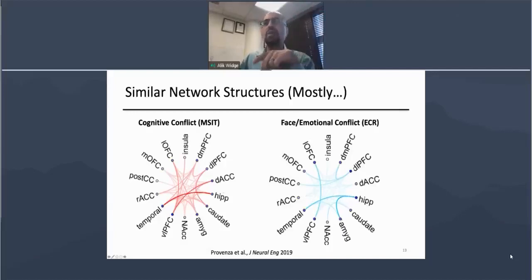And as another nice little control, only for faces do you start to see amygdala come into the picture very strongly, which makes sense given the role of that structure in face perception and also facial emotion perception.